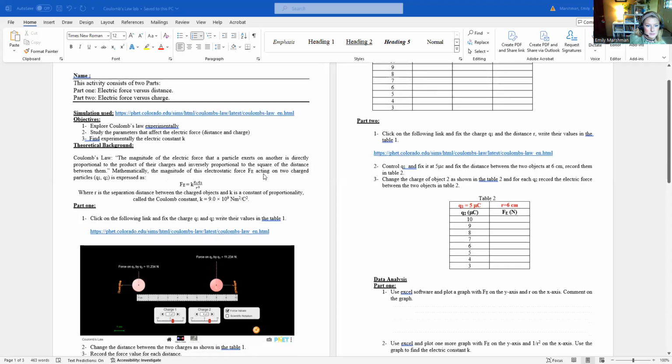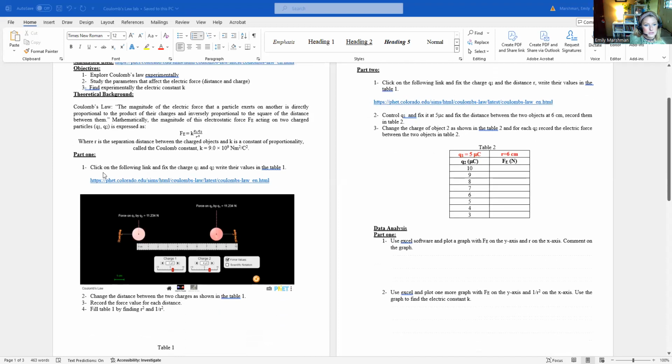So I'm going to close this whiteboard, and I am going to share my screen and bring up the lab. Here's the lab that you will be working on. In part 1, it says go to the link and fix the charges Q1 and Q2 and write their values.